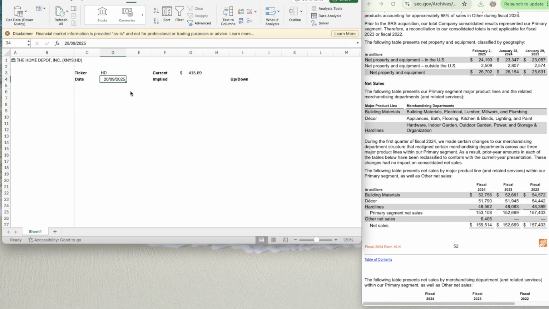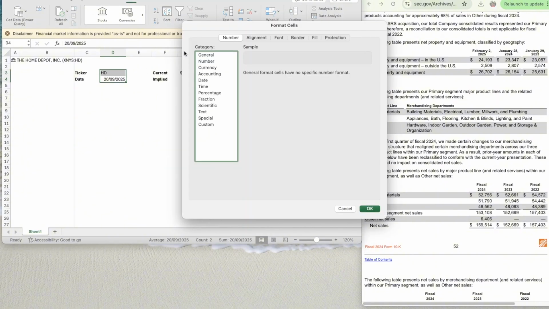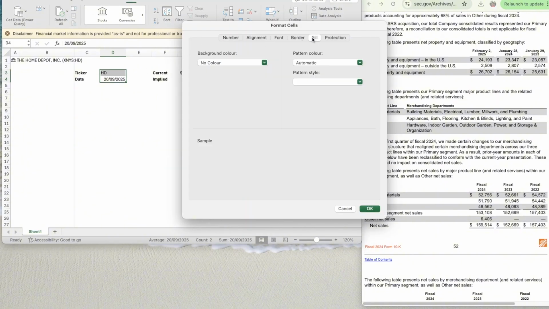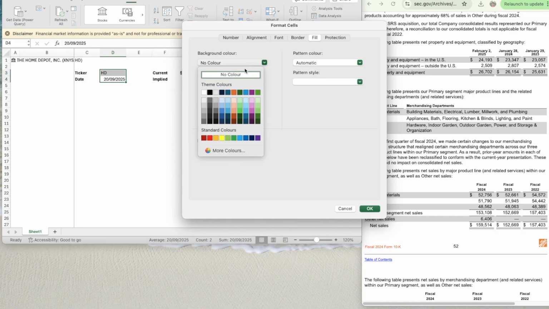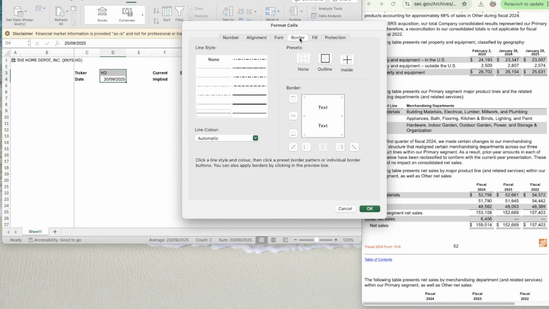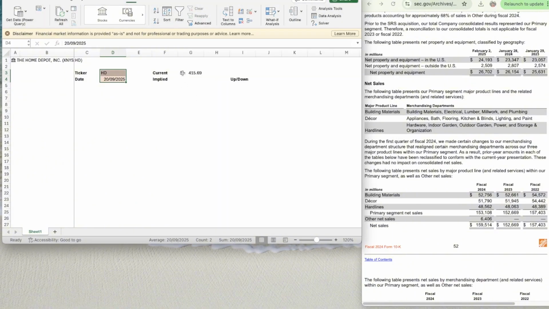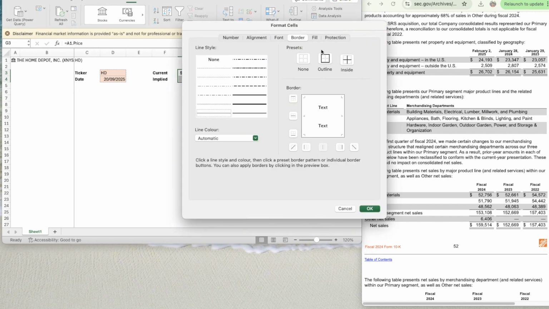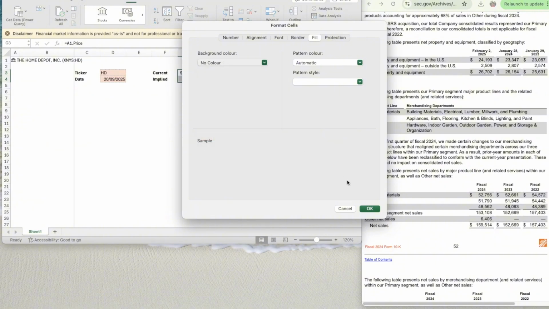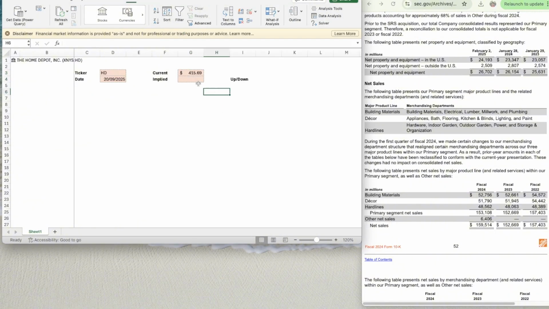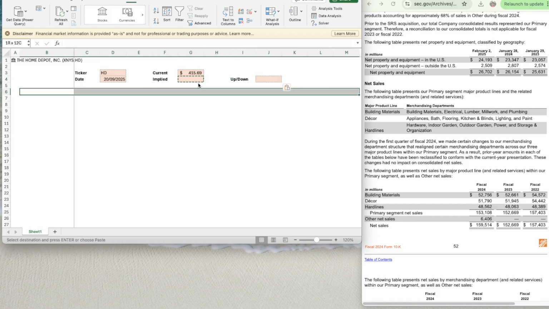And we can leave these two, let's do a bit of formatting. We want a bit of fill. There we go. Border, like that. And the same with this one. Border. And there we go. Now we can start building out the assumptions.